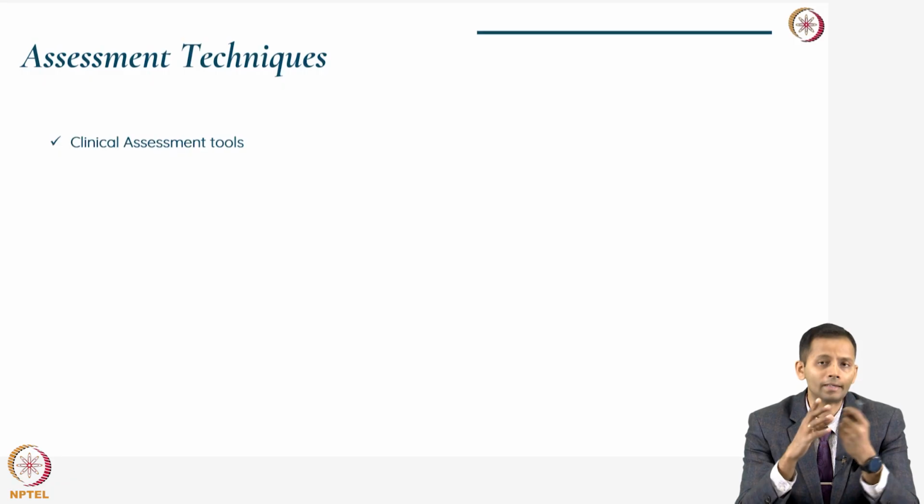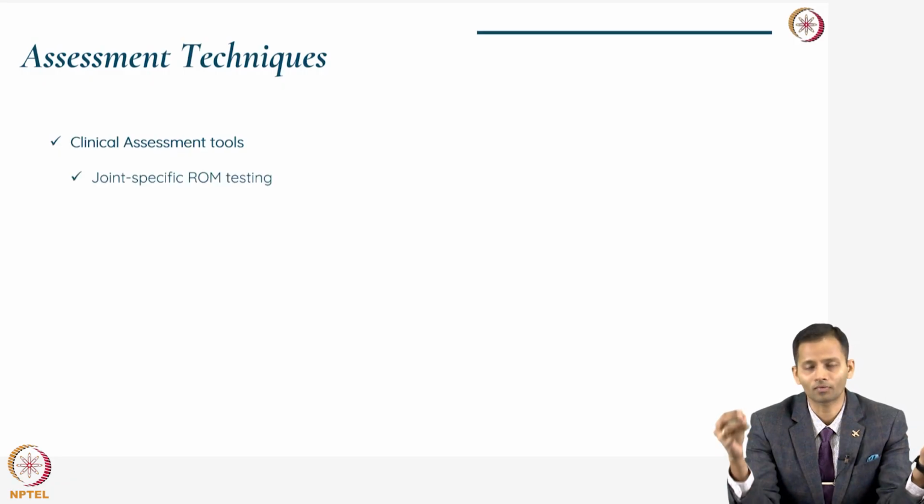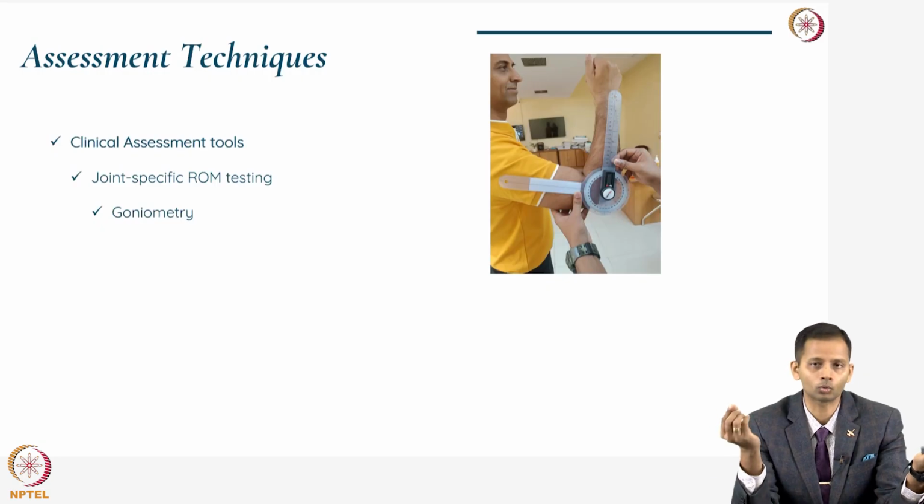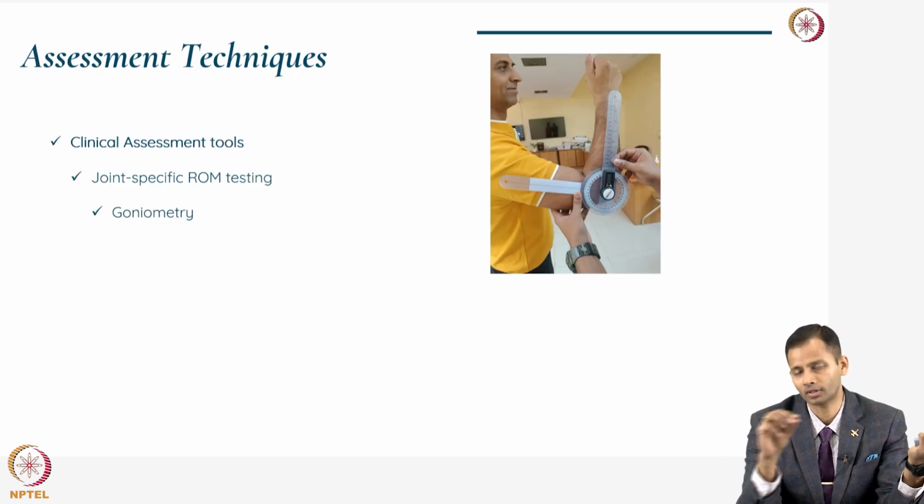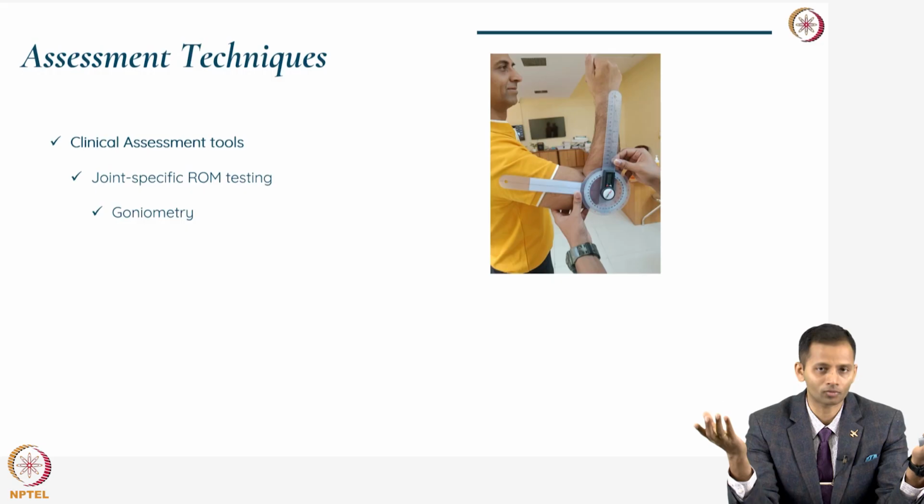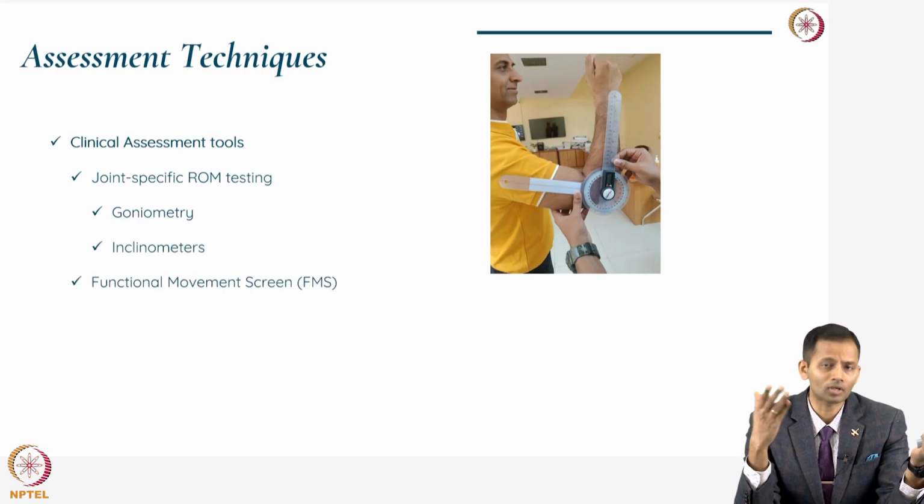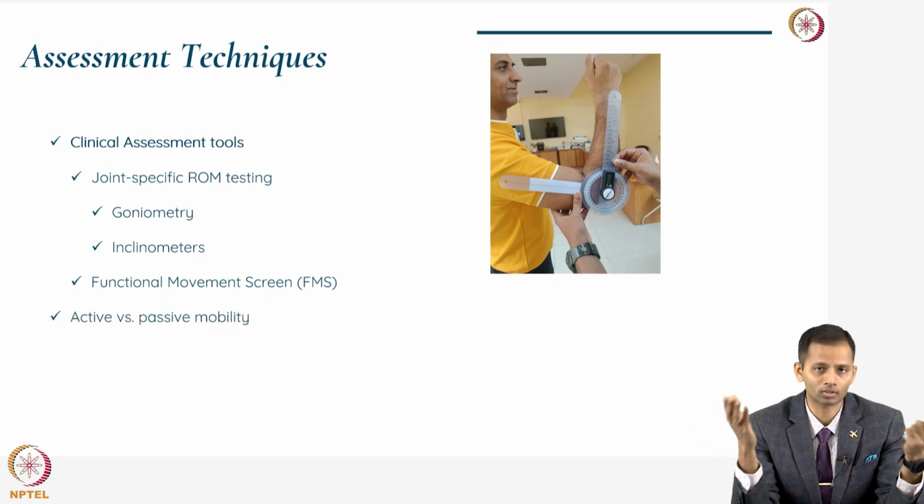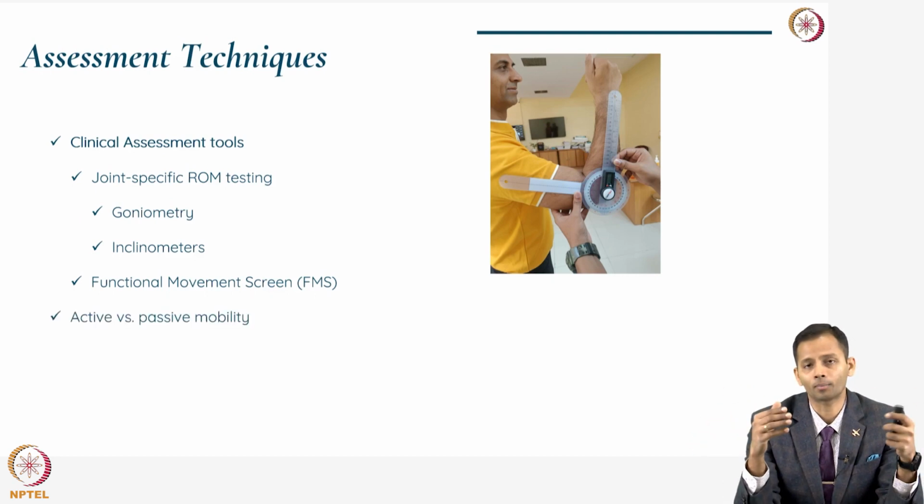How do you assess joint mobility? We can assess clinically using joint specific range of motion testing by simple use of a tool called goniometer, where it gives the angle in an objective manner. You can use inclinometers, functional movement screening method, where you use different movement patterns to assess the mobility aspect of an individual holistically. It can be either an active mobility or a passive mobility.